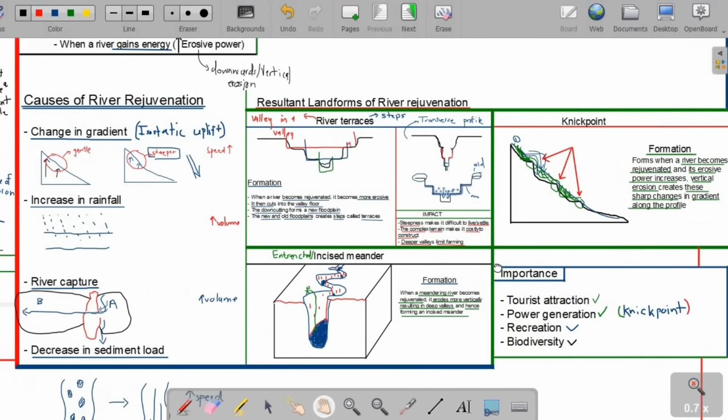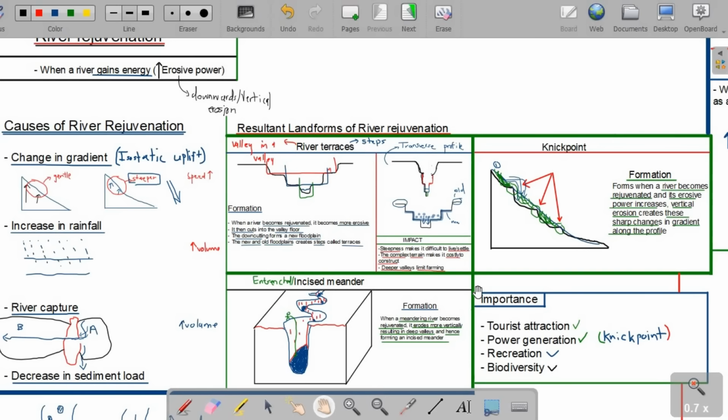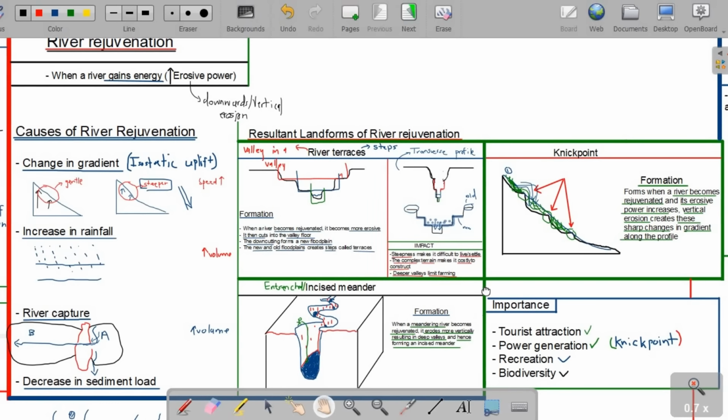Okay, so that was a river rejuvenation, guys, and that's all there is to it.